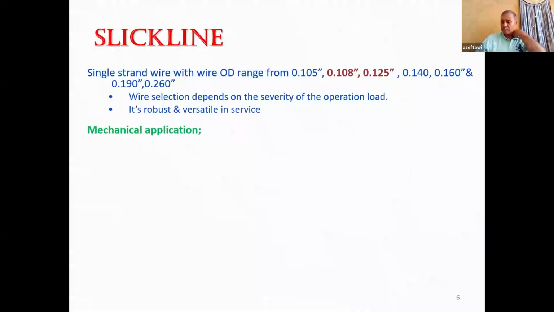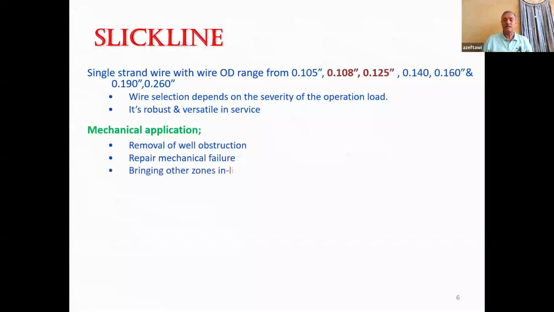The slick line, which is a single strand wire, normally comes in sizes of 108 and 118. This is the diameter. We use it in normal applications like running plugs, setting downhole seat valves, running gauge cutters and impression blocks. This is the kind of normal operation we do with the slick line.